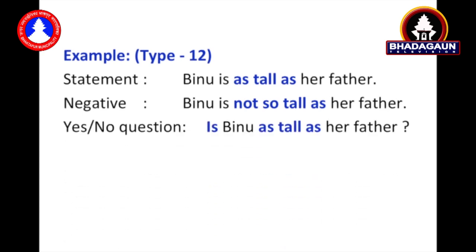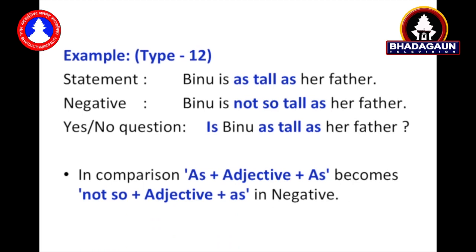And its question is, is Binu as tall as her father? Now in the yes-no question, this as tall as is not changed, it is as tall as again. And in the negative, as tall as is changed into not so tall as, and it's a comparison of adjectives. We can say the structure like this: in comparison, as plus adjective plus as becomes not so plus adjective plus as in the negative.